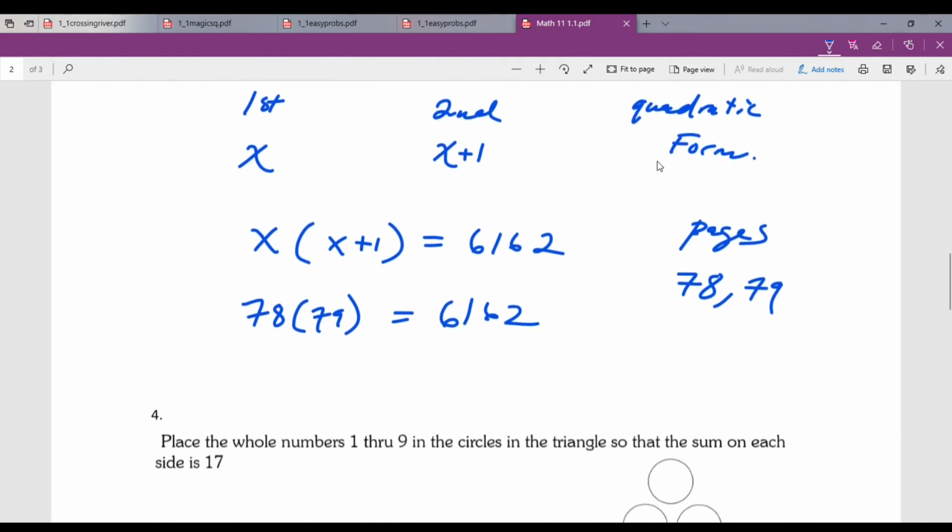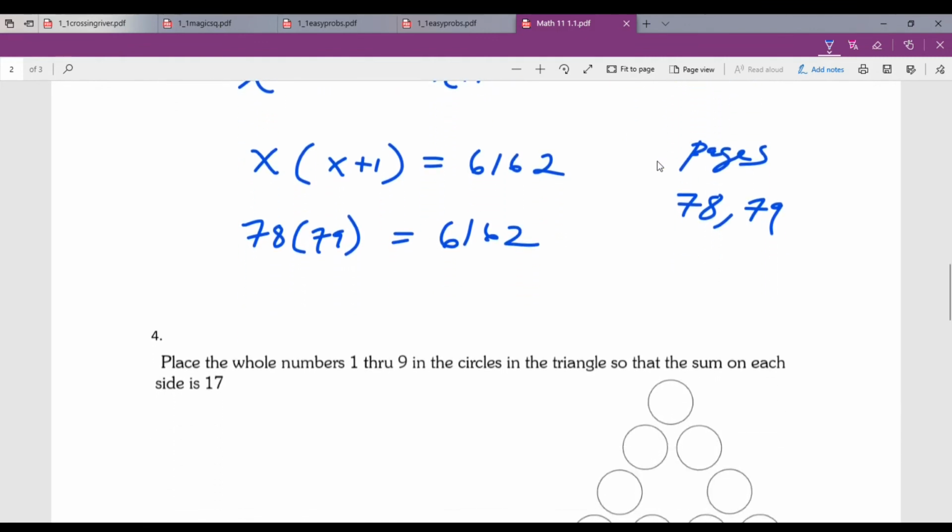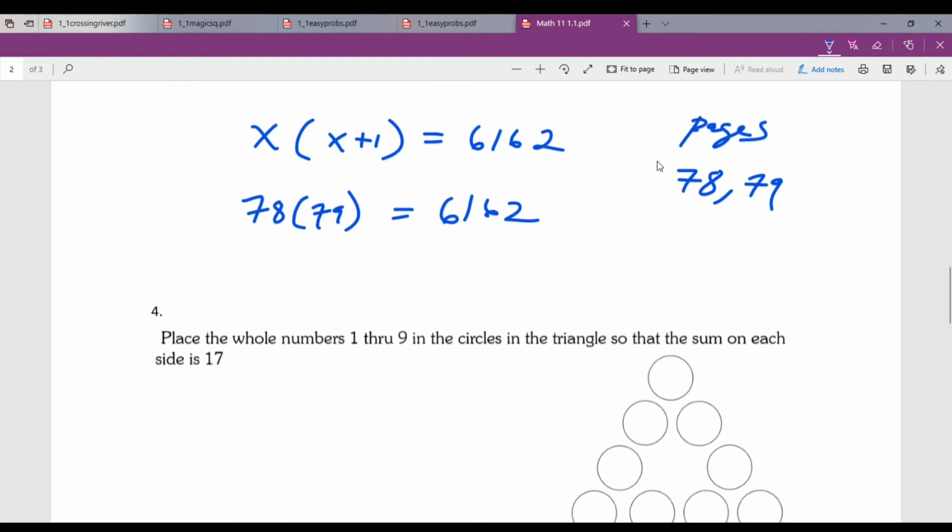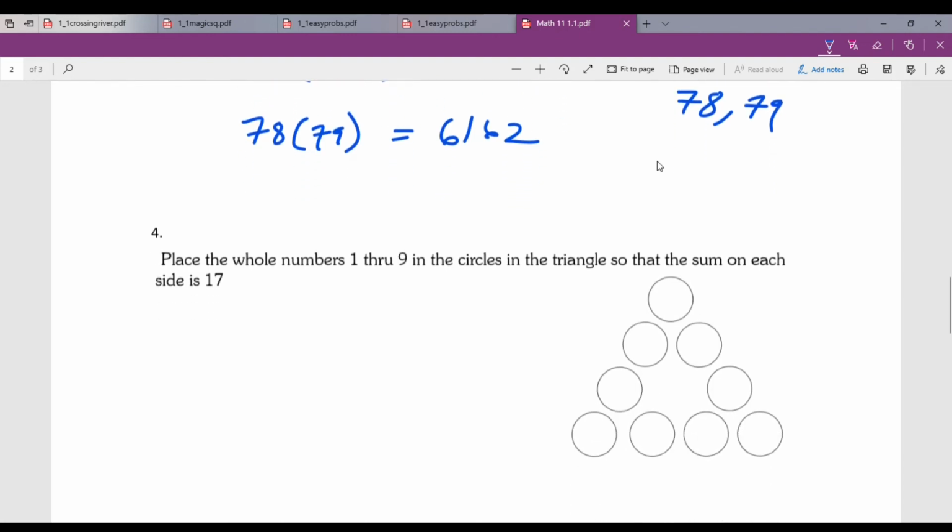Let's look at question number 4. Place the whole numbers 1 through 9 in the circles in the triangle so the sum on each side is 17. There is going to be multiple answers for this question, so give it a try and see if you can find some numbers that work. 17, 17, 17.